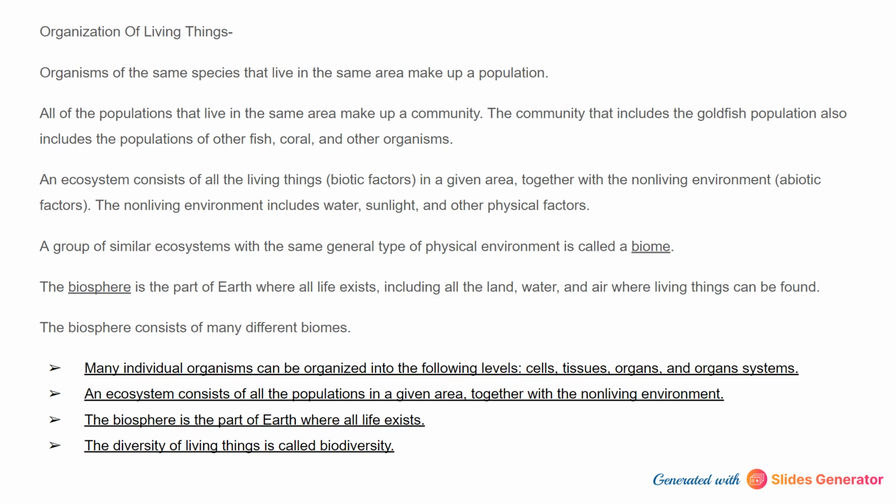Organization of living things. So organisms of the same species that live in the same area make up a population. So you could have a population of robins, which is a type of bird.